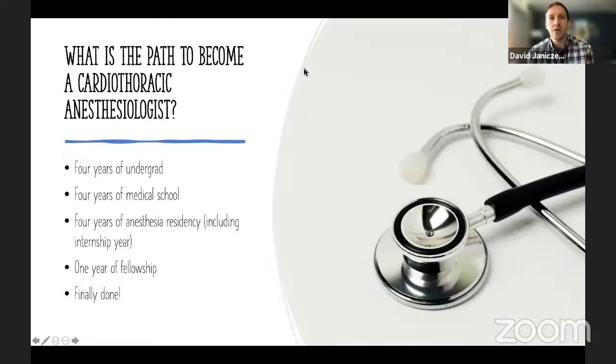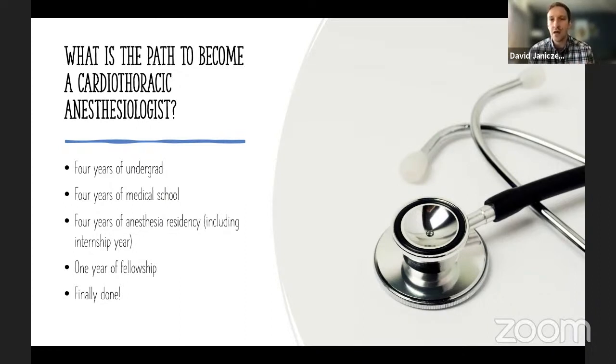So what's the path to become a cardiothoracic anesthesiologist? 4 years of undergrad, just like every other pre-med student, 4 years of medical school, just like every other medical student. And then you move on to 4 years of anesthesia training. That includes the 1 year intern year, and then 3 years of the anesthesia residency itself. That's where you rotate through different areas of surgery. So general surgery, ortho, neuro, cardiac, all the different subspecialties you rotate through, and you really learn how to take care of patients in the operating room.